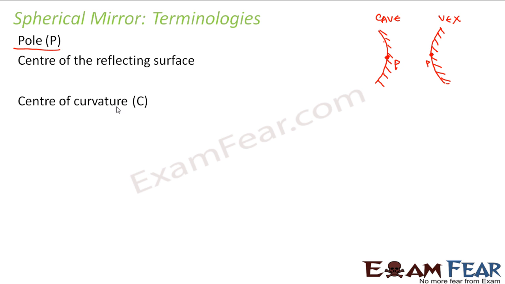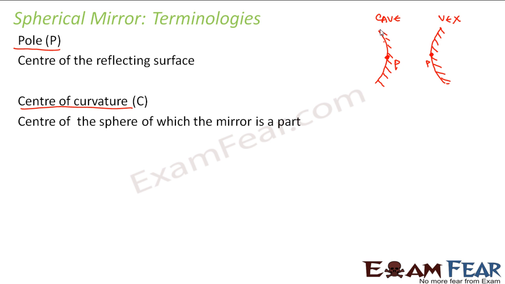Then we have center of curvature. What is center of curvature? Center of curvature would mean the center of the sphere of which this mirror is a part. For example, as I told you in the previous slide, this concave mirror or convex mirror is nothing but a portion cut from a sphere, right? If you imagine a sphere, you cut it and you get a concave mirror or a convex mirror. So that sphere will also have a center, right? That center of the sphere from which this mirror has been obtained is known as the center of curvature.